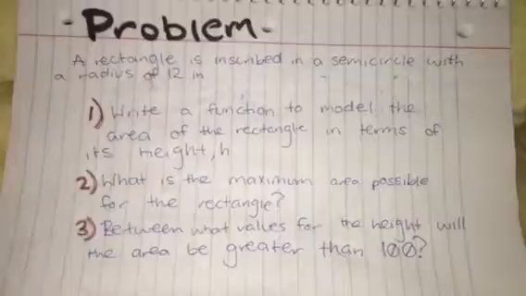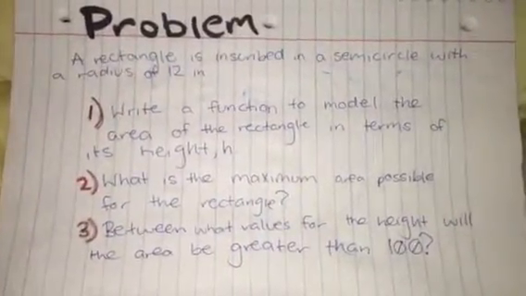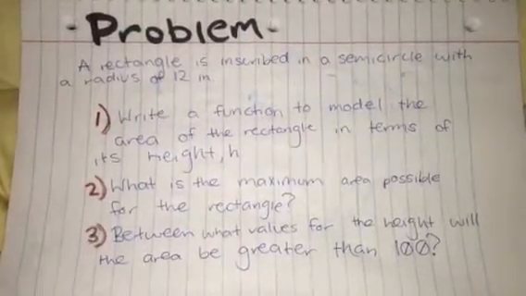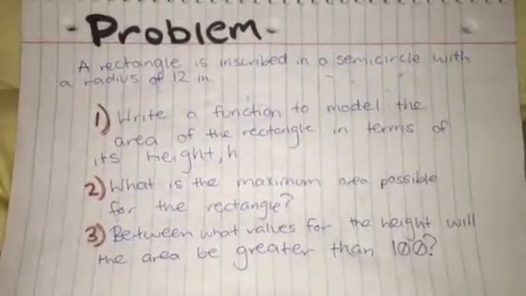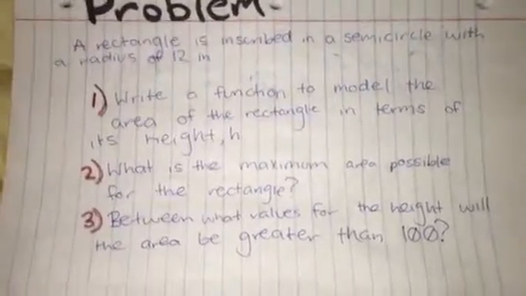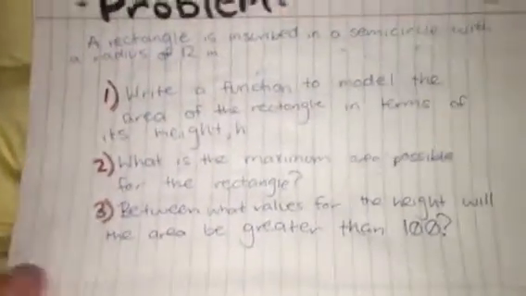So the first thing we need to know is our problem. A rectangle is inscribed in a semicircle with a radius of 12 inches. Write a function to model the area of the rectangle in terms of its height h. What is the maximum area possible for the rectangle? Between what values for the height will the area be greater than 100?